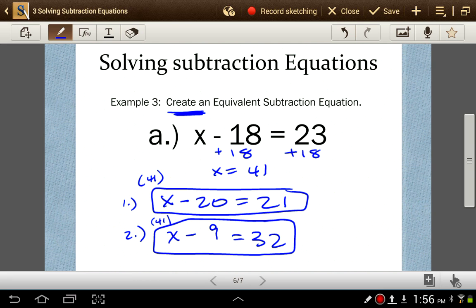Okay, there are an infinite amount of possibilities you could use here. None of these are all whole numbers. You could get into decimals and fractions too. Make it a little harder, but you could get into that. All right, I'm going to move on to example B if you need to pause.